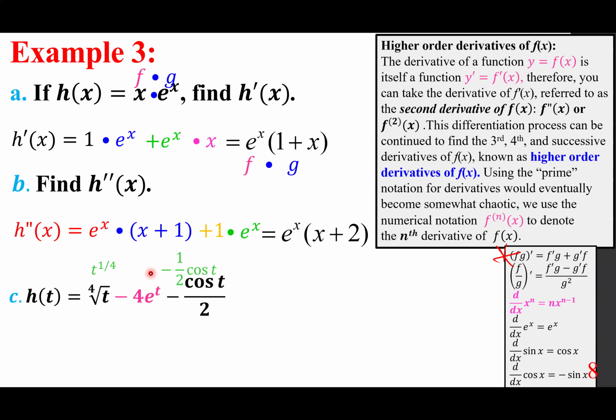And now let's differentiate term by term. The first one is 1/4 t to the power of 1/4 minus 1. Minus 4 e to the power of t is itself because the derivative of e to the power of x is itself. And remember, x is the independent variable, in this case t. So minus 4 e to the power of t, that doesn't change.